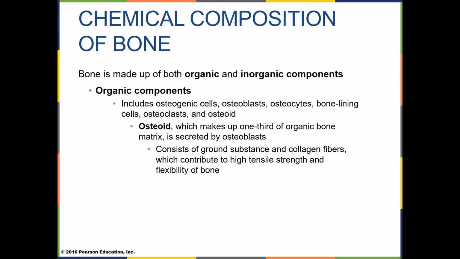The osteoid is what's secreted by the osteoblast. And when it gets filled with calcium and phosphorus salts and collagen fibers, it becomes extraordinarily strong. So the organic makeup of our bone, about 35% of its composition, 35% of bone is living tissue, or organic tissue, if you will.